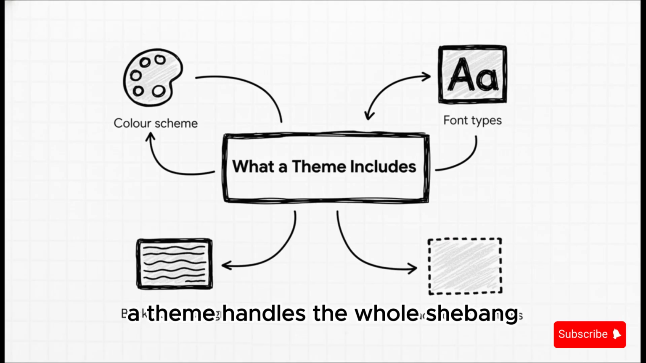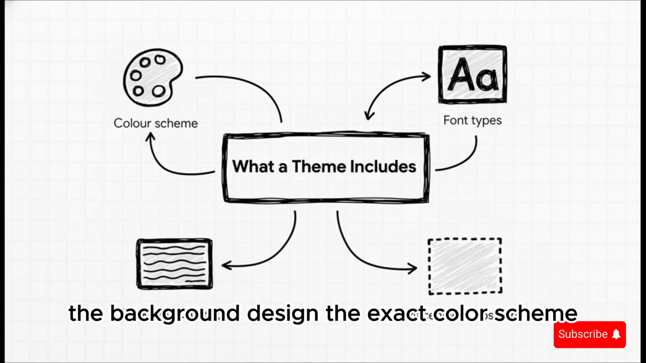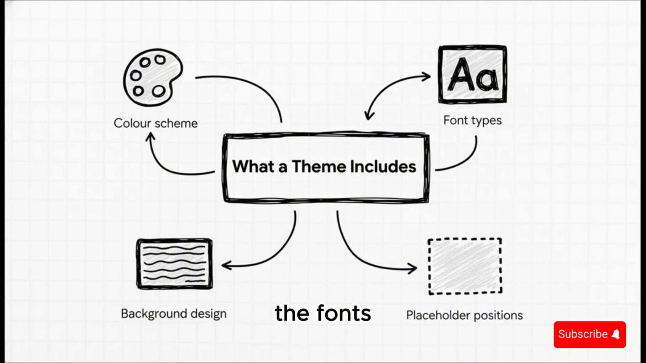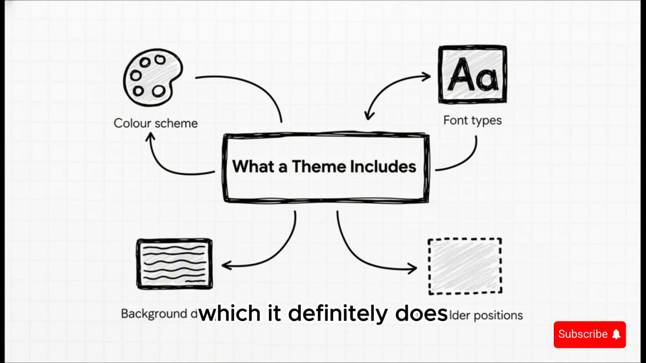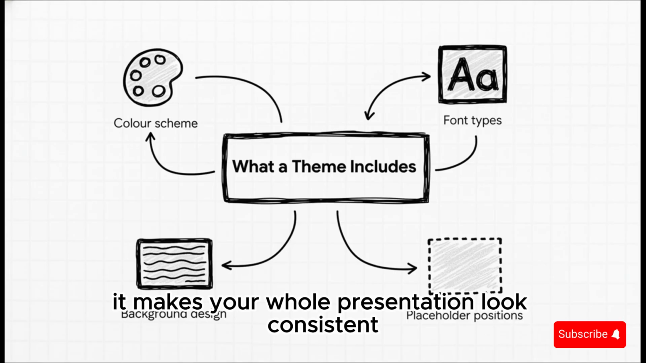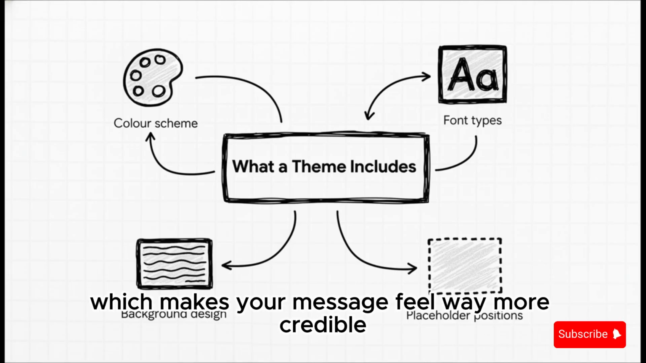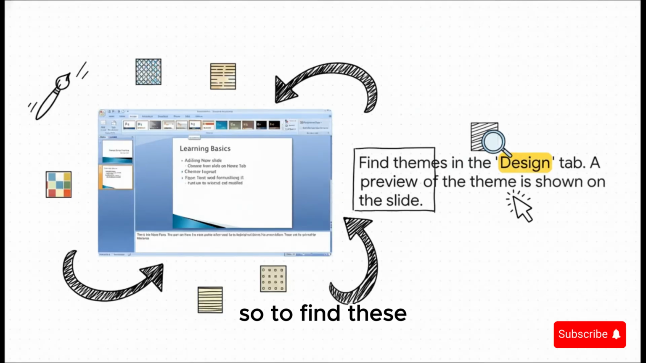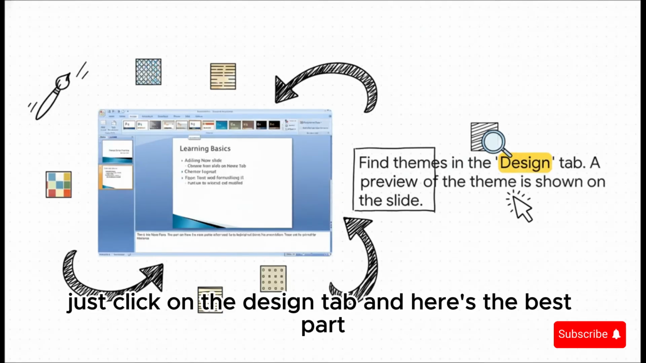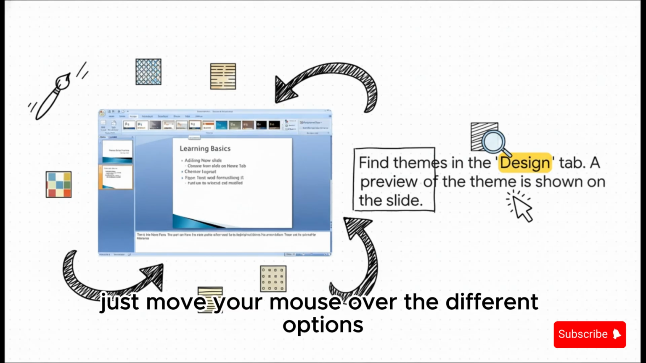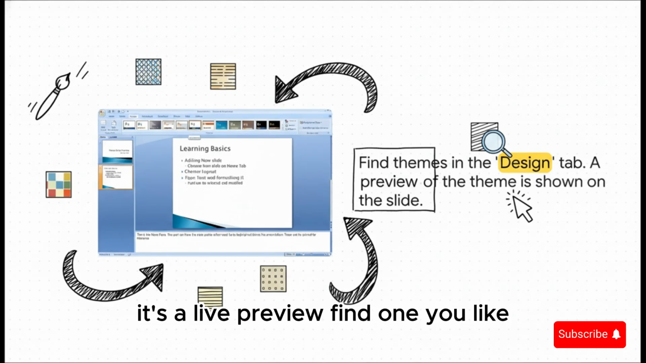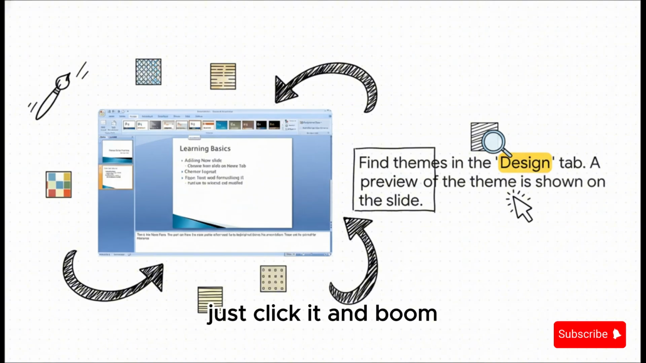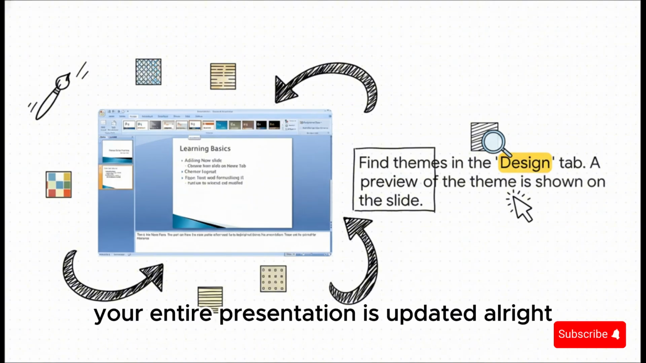Yeah, a theme handles the whole shebang. The background design, the exact color scheme, the fonts, all of it. And this isn't just about saving time, which it definitely does. It makes your whole presentation look consistent, which makes your message feel way more credible. So to find these, just click on the Design tab. And here's the best part. Just move your mouse over the different options, and you'll see your slide change in real time. It's a live preview. Find one you like, just click it, and boom, your entire presentation is updated.